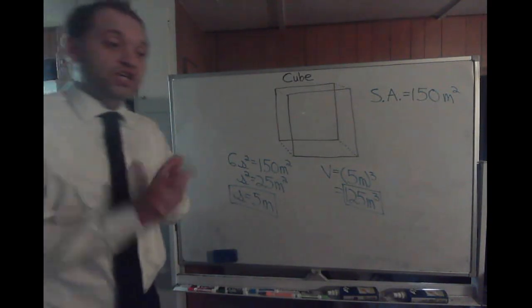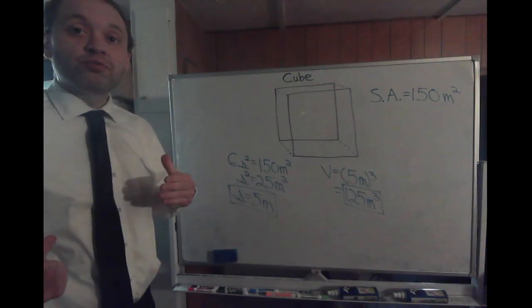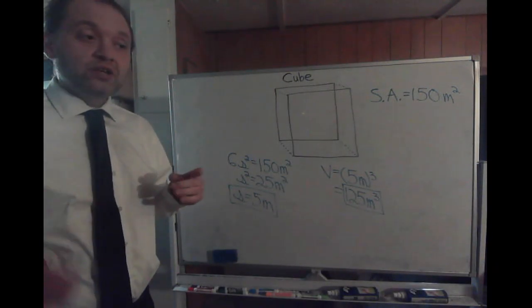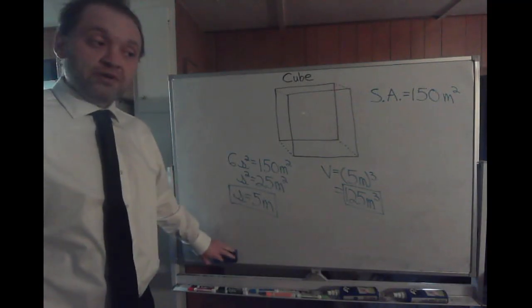So that's it for cubes. Next lesson we're going to talk about prisms in general, such as rectangular prisms, triangular prisms, and maybe even some trapezoidal prisms.